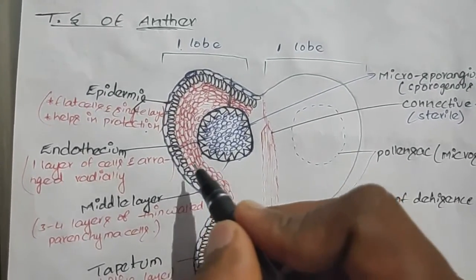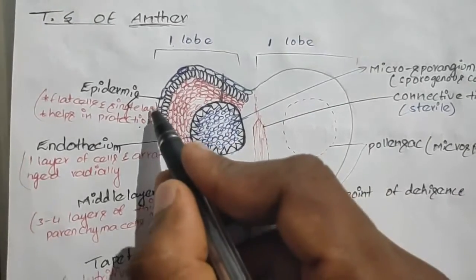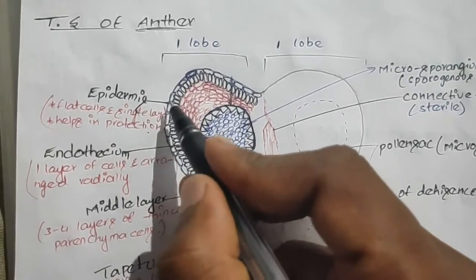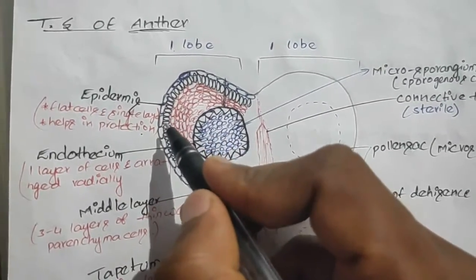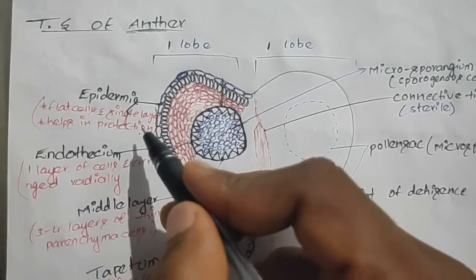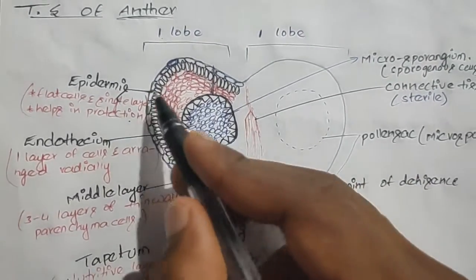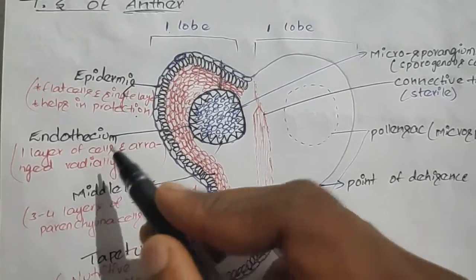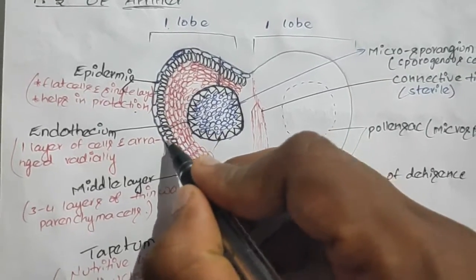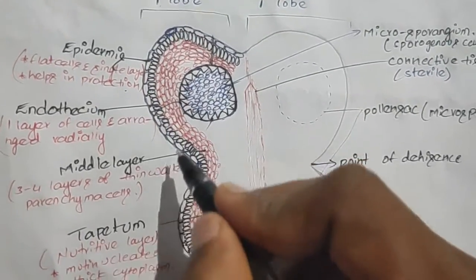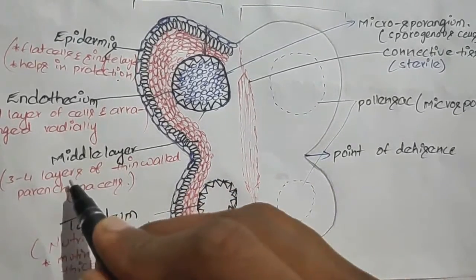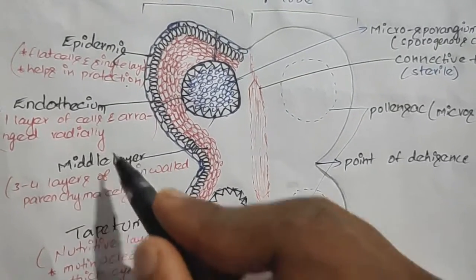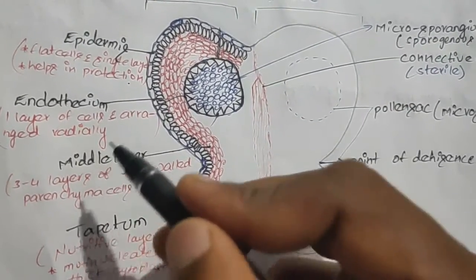This anther wall is made up of 4 different layers, and the outermost layer is the epidermis. This epidermis is made of flat cells in a single layer. It protects the anther. Inner to this epidermis is the endothecium, which is also single layered, but the cells of this endothecium are arranged radially. Inner to this endothecium is the middle layer. This middle layer is made up of 3 to 4 layers of thin walled parenchyma cells, and both the middle layer and endothecium help in the dehiscence of the anther.